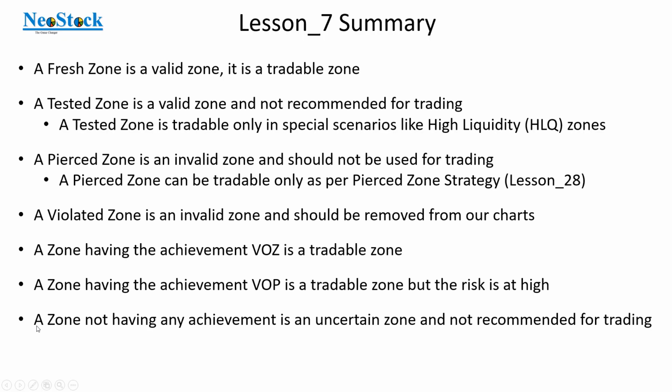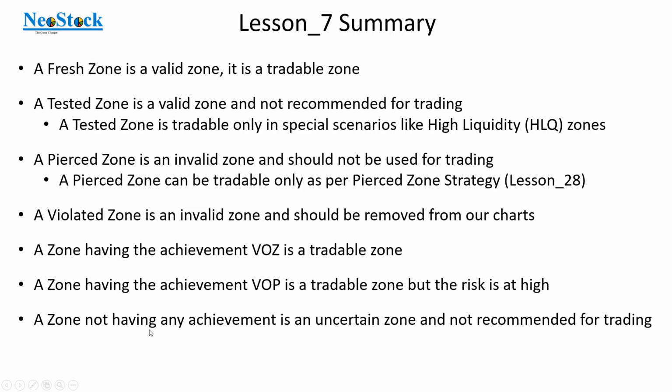And the last point: a zone not having any achievement is an uncertain zone. It may work, it may not work for trading purposes. That's why we are saying uncertainty. A 50% probability is uncertainty. Our decision making is very difficult, so it's better to avoid trading in these zones. We are not saying the trades don't work. They may work, but it is uncertainty from our decision making point of view.